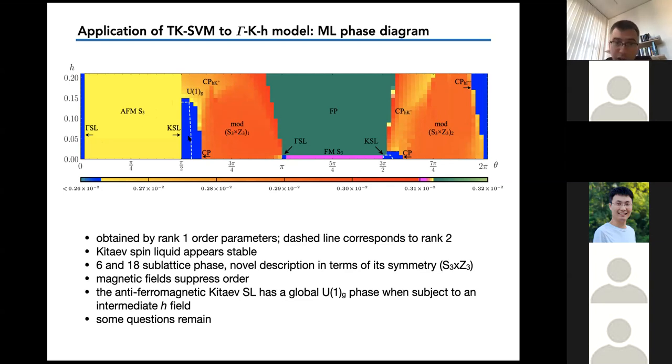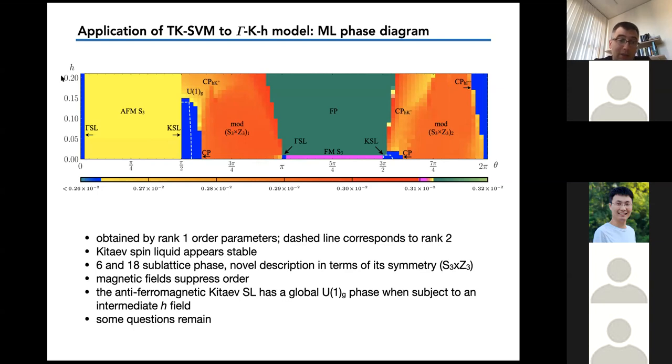Now, unlike other studies, we find that the Kitaev spin liquid is stable on the antiferromagnetic, also on the frustrated side. The gamma spin liquid is always a single point. The gamma spin liquid is not thought to be present in the quantum model. And then, well, I will limit the discussion to zero field only. Essentially at zero field, we have here this S3 phase, and then we have here what we call the S3 cross Z3 phase, and then the ferromagnetic S3 phase, and then the S3 cross Z3 on the antiferromagnetic side.